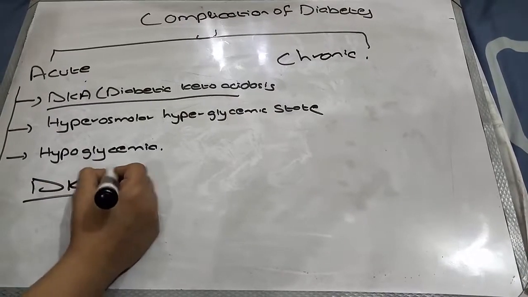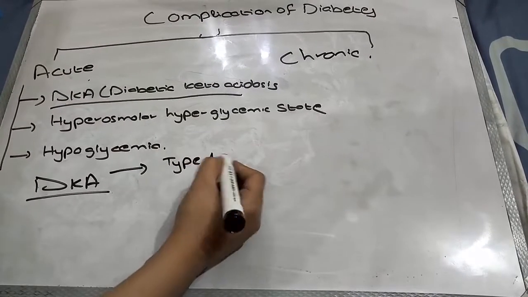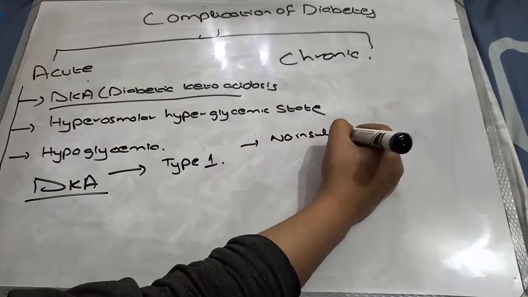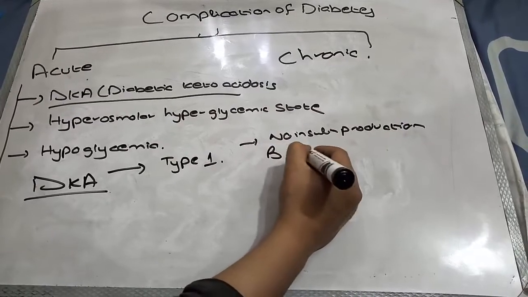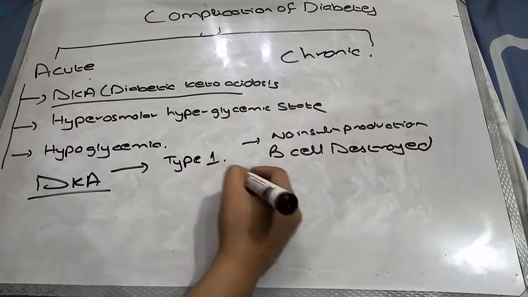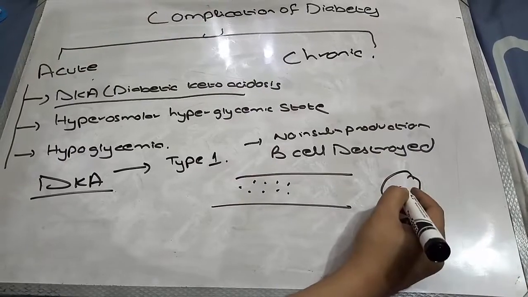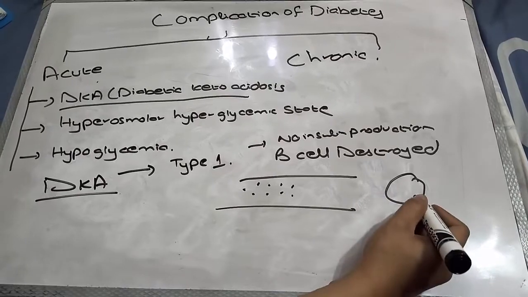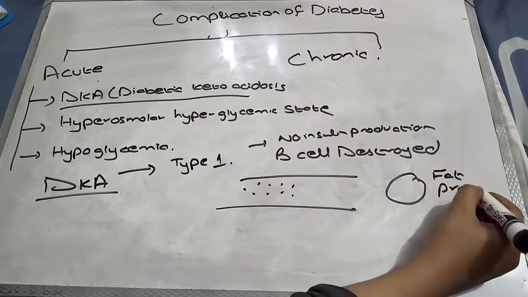DKA is most common in those who have type 1 diabetes, and we have discussed that in type 1 diabetes there is no insulin production. Why? Because your beta cells are destroyed. As a result, your vessel will have a high blood glucose level and your cell will not get any glucose, and it will starve of energy. And what will it do to fulfill its energy requirement? It will begin to break down fat and proteins.